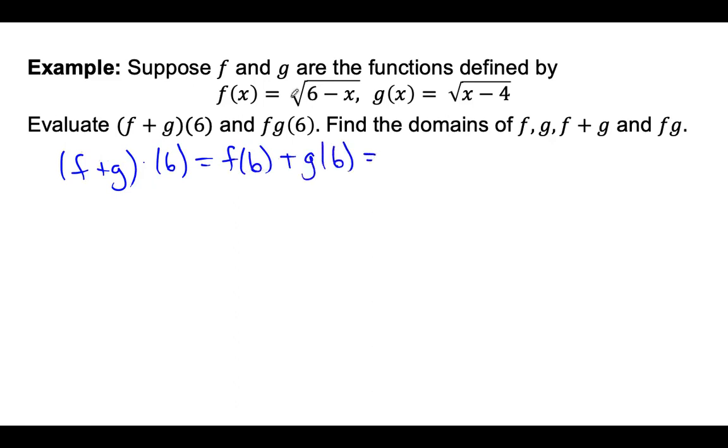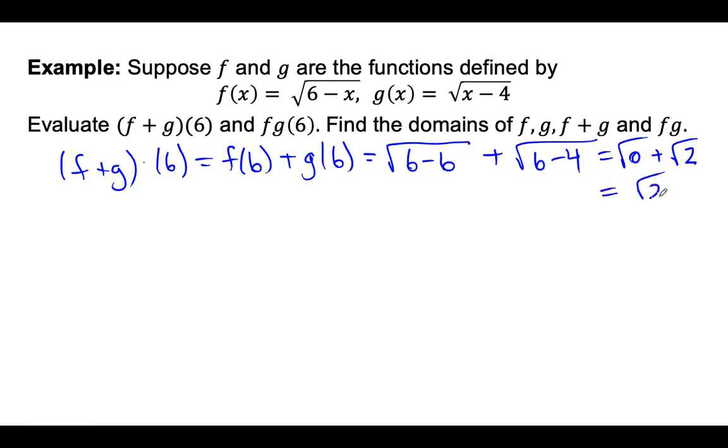Now, function F is the square root of 6 minus x, so the square root of 6 minus 6, plus G. G is the square root of x minus 4. Well, x in this case is 6. So 6 minus 4. We have the square root of 0 plus the square root of 2. So our answer is the square root of 2.